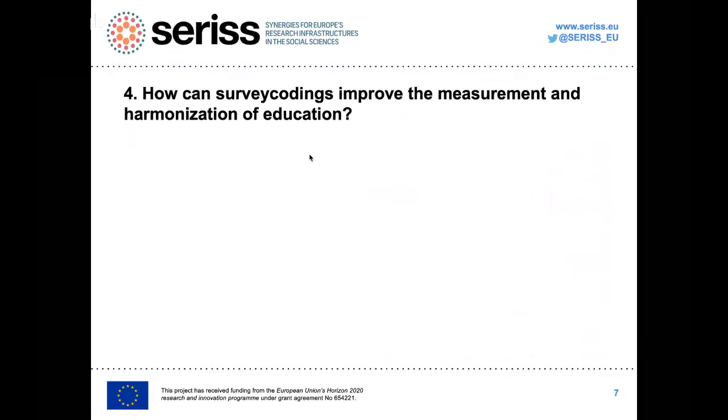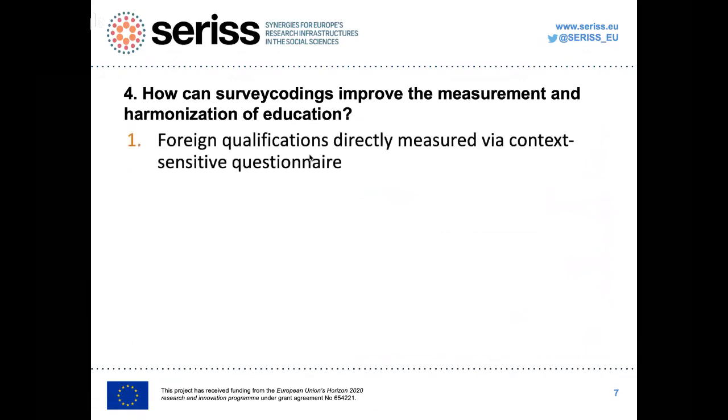So how can survey codings improve the measurement and harmonization of education? Firstly, foreign qualifications are directly measured because we have designed a questionnaire in such a way to result in context-sensitive measures. And I show you how that works and what that means.